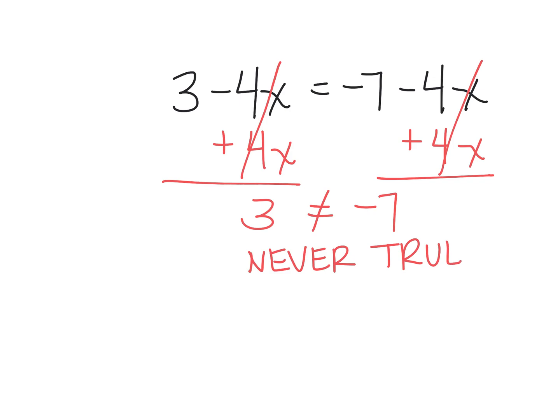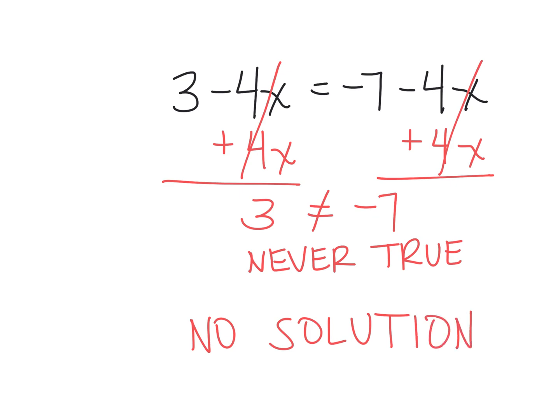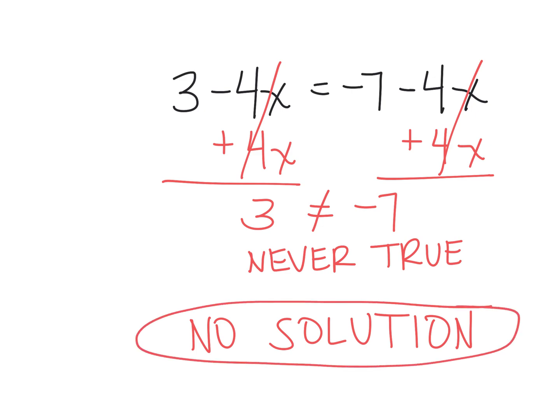If you end up with a statement in any way, shape, or form that can never, ever be true, this is a situation where we have a special solution, and in fact, that solution is no solution. So when this happens to you guys, when you're solving an equation, as long as you have followed your steps carefully, when you end up with a situation that is never true, you need to just simply say there is no solution to this equation.